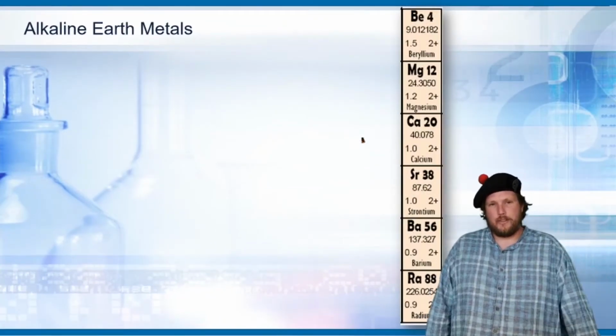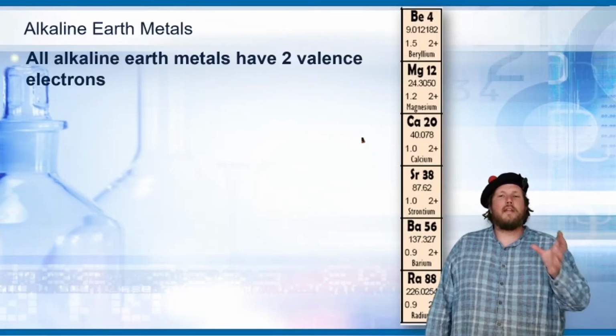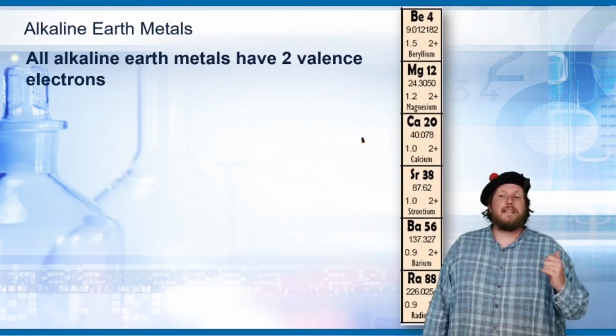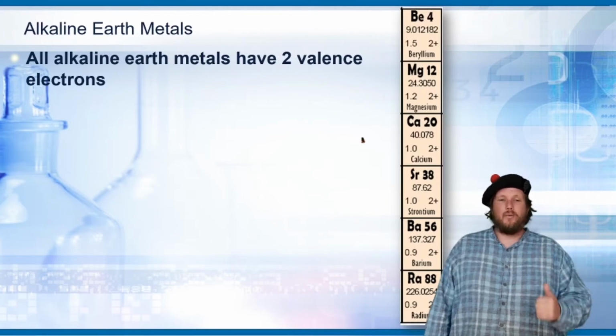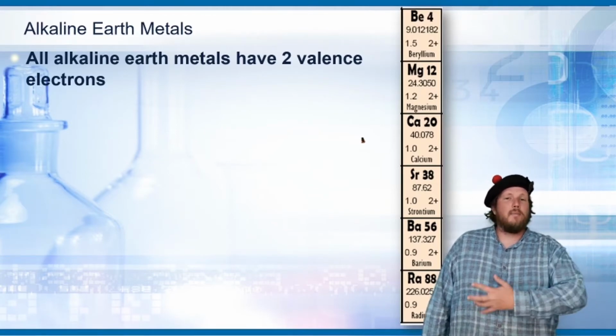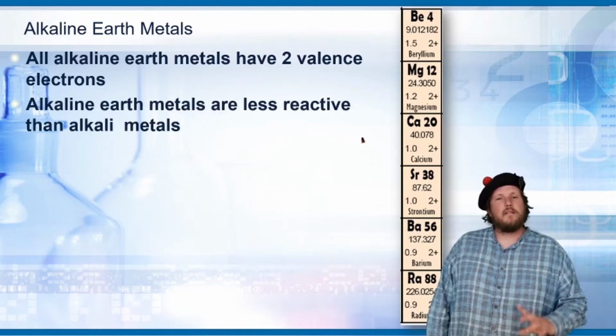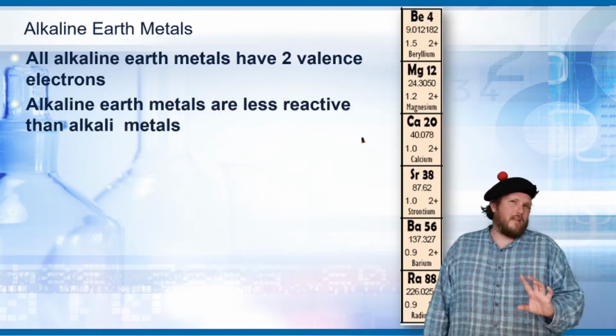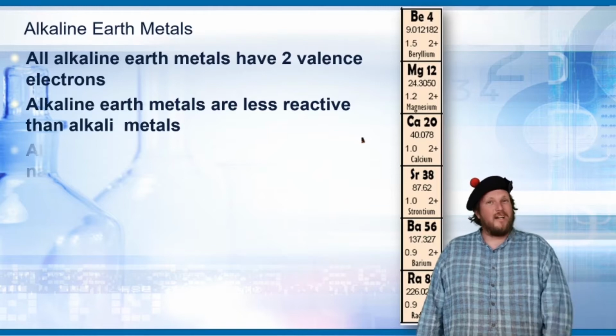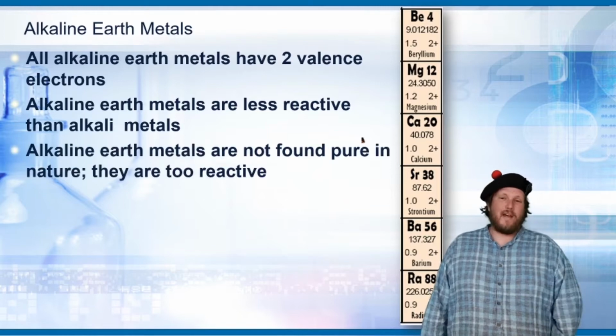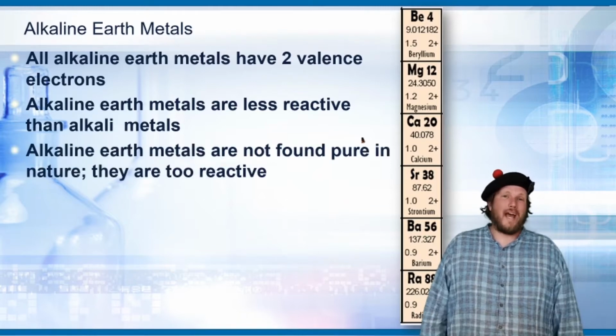Alkaline earth metals. Alkaline earth metals are the next column: beryllium, magnesium, calcium, strontium, barium, and radium. All the alkaline earth metals have those two valence electrons. They are less reactive than the alkali metals. However, they still cannot be found pure in nature because they're too reactive.